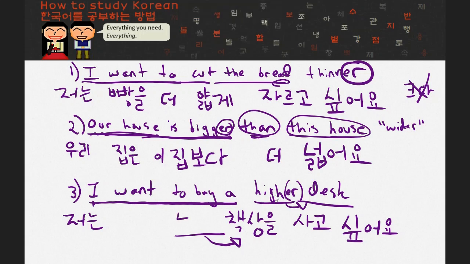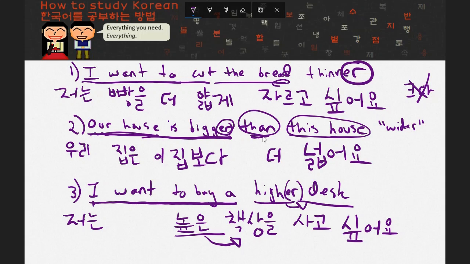So I can put 높다 here, and you're probably aware, especially if you're in lesson 19, that you can't just put 높다. You have to add 은 to this. Now, this simply indicates that I want to buy a high desk. But you don't want to buy a high desk. You want to buy a higher desk.